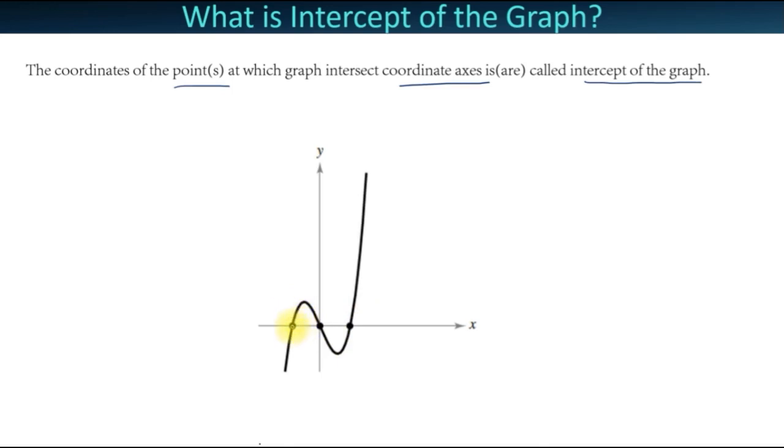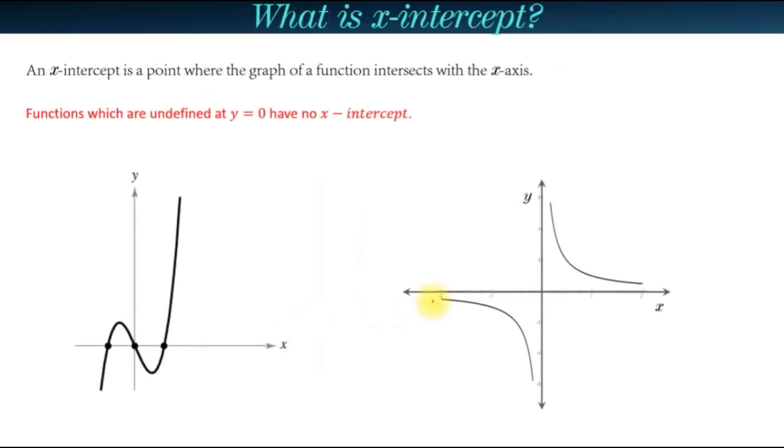We can clearly see that this is the first point at which this graph has intersected the x-axis. This is the second point. This is the third point. So we can say that this graph has 3 x-intercepts. We can also observe that this graph intersects the y-axis at only one point, so it will have only one y-intercept. Let us learn how to calculate the x-intercept by using the graph of the curve.